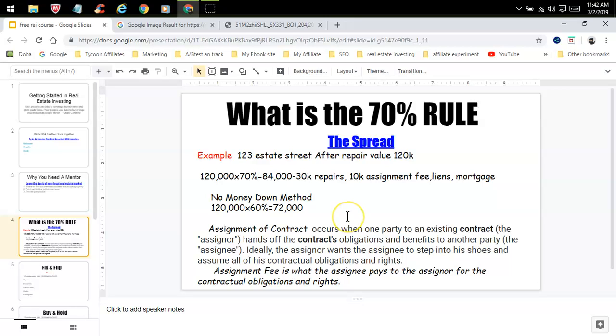So with this no money down deal, the only money you will have in this deal is the appraisal, lending fee, inspection, and closing costs. That is all the money you'll have in it.